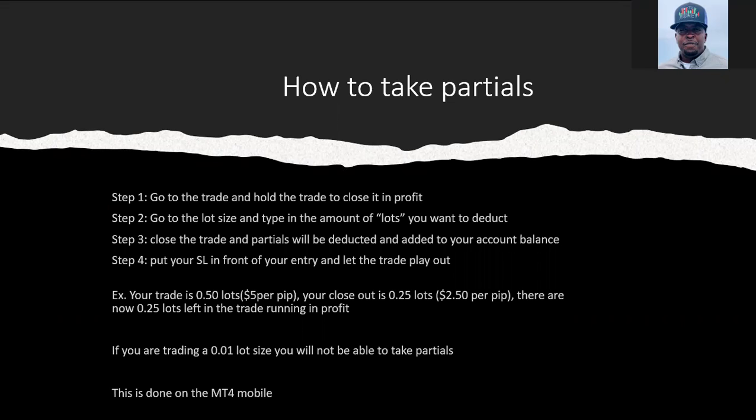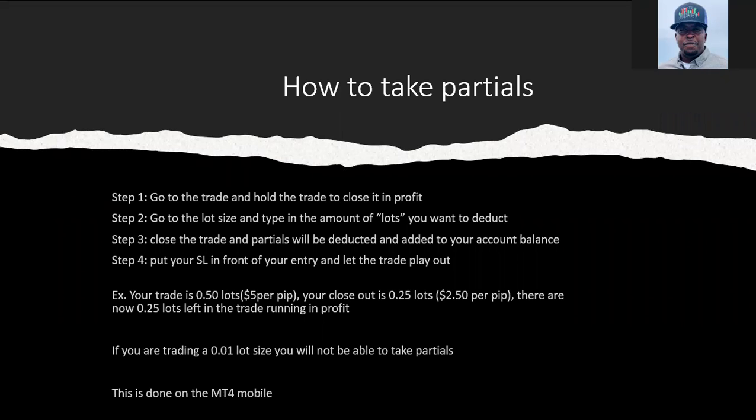You then want to put your stop loss in front of your entry and let the other trade play out. Let the remainder lot size play out, which means, for example, your trade is at a 0.5 lot size, so $5 per pip. You close at 0.25 lots, which is half of it. There are now 0.25 lots left in the remainder of that trade running in profit. You're going to leave that there. Stop loss is going to be in profit, and you're going to let the remainder of that 0.25 run in profit. If it comes back to you, it doesn't matter because you get stopped out in profit.